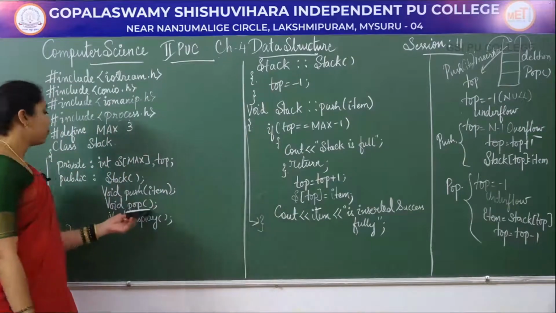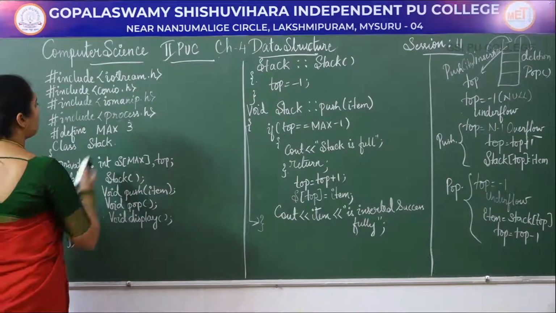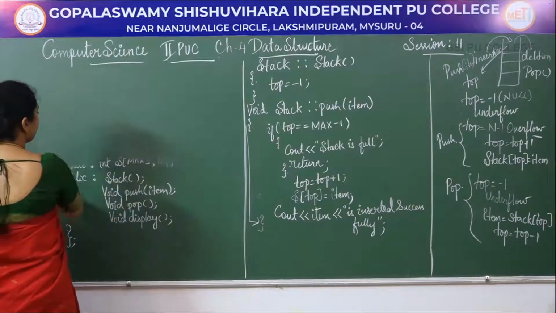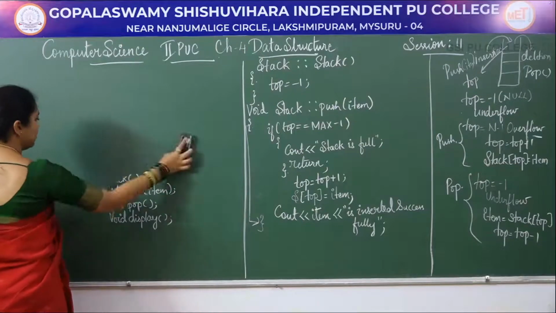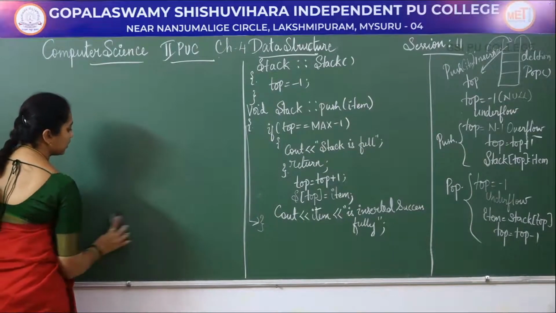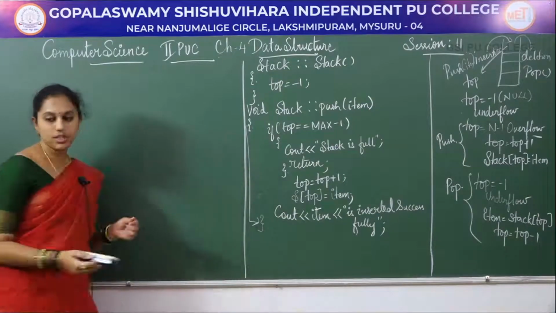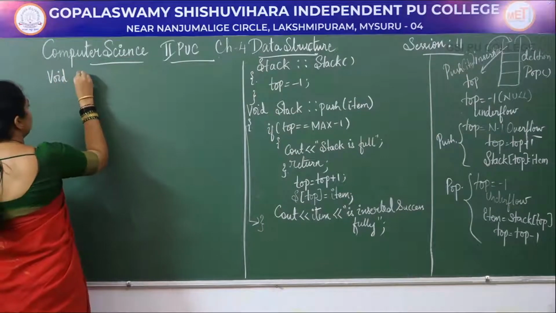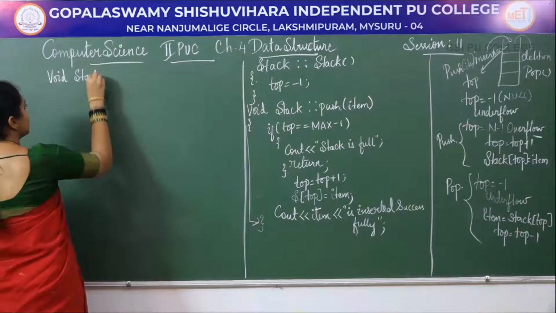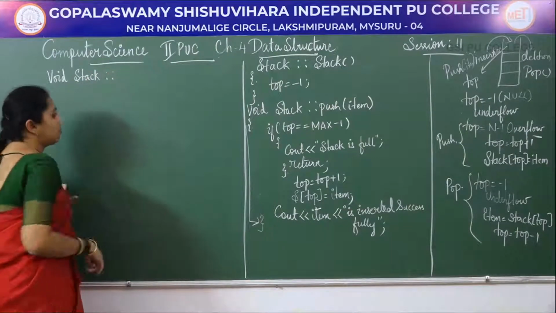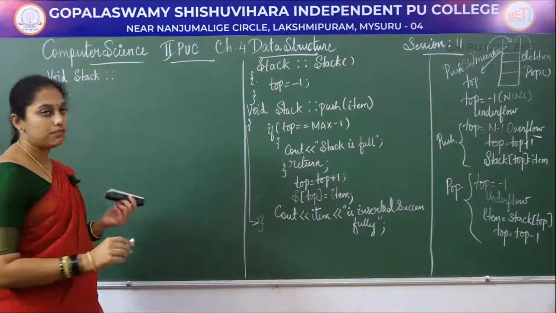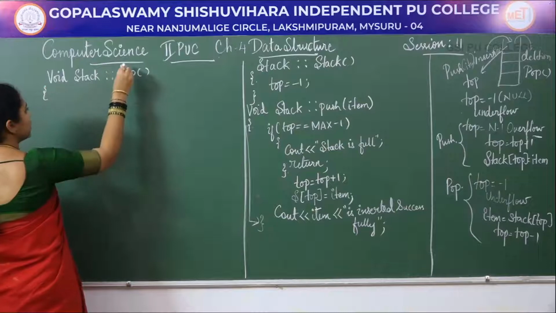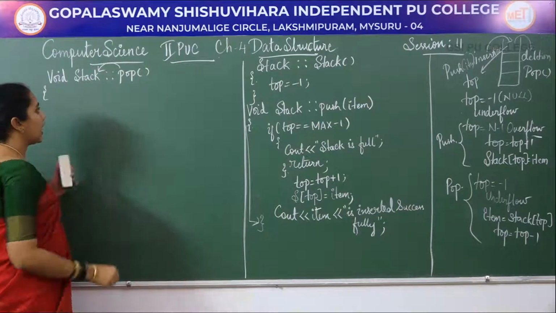Next is the pop function. I am defining the pop function outside the class. First we have to mention the return type, followed by the class name and scope resolution operator. So the return type is void. What is the class name? The class name is stack, then the scope resolution operator. What is the function name? The function name is pop, without arguments. So this function is referring to the class stack.